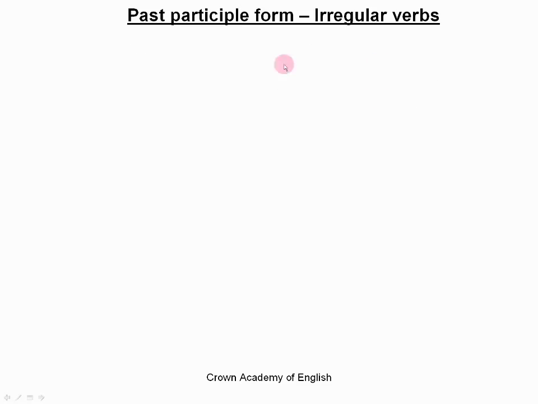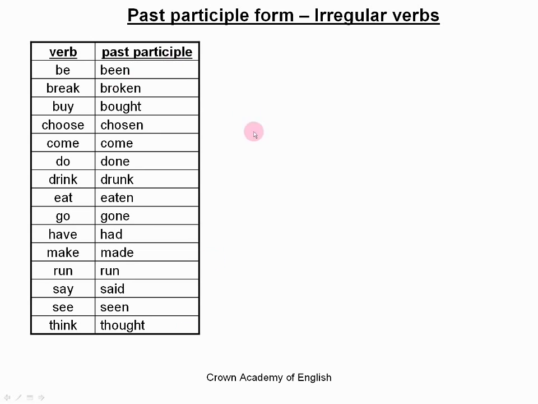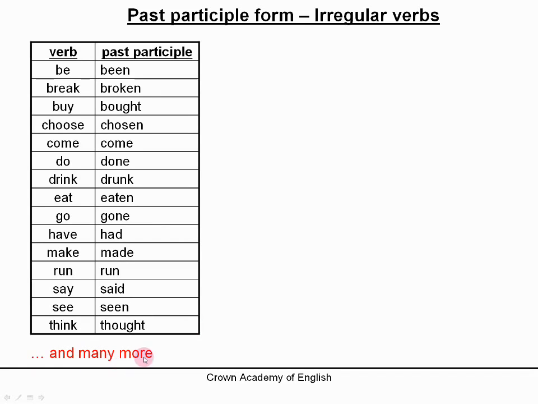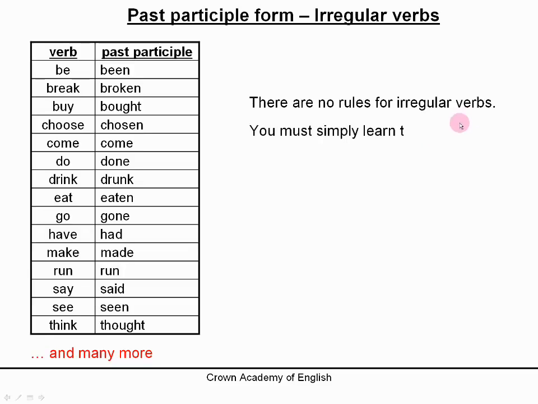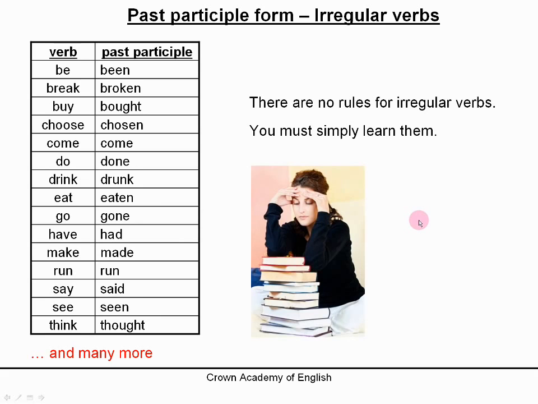But very quickly, here are the past participle forms of some common irregular verbs. Okay, so here is the list. So very quickly, be, been, break, broken, buy, bought, choose, chosen, come, come, do, done, drink, drunk, eat, eaten, go, gone, have, had, make, made, run, run, say, said, see, seen, think, thought, and many more. There are no rules, unfortunately, for irregular verbs. You must simply learn them. Okay, so it just needs some work.